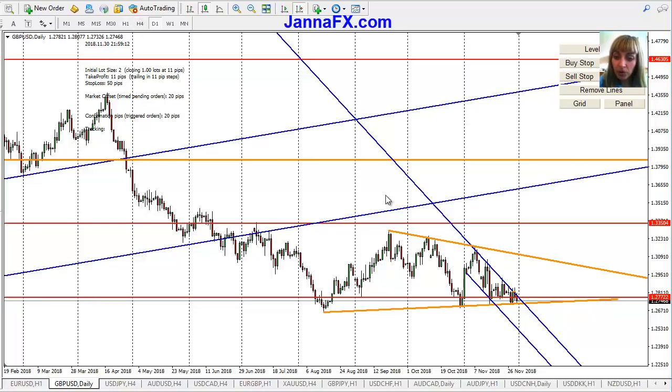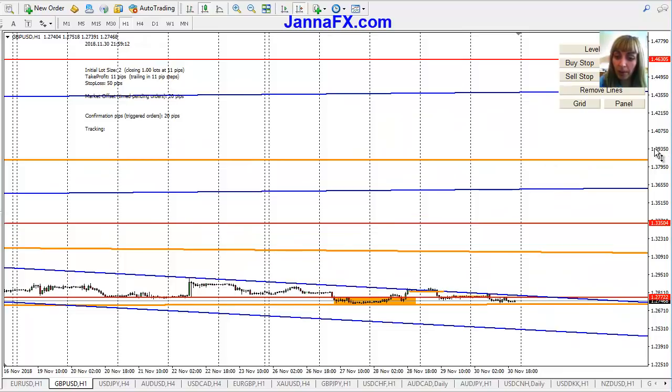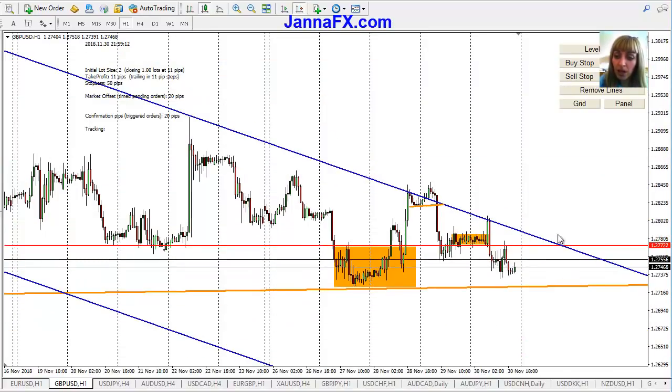Okay, so this is like the main bigger picture. So you can see it's a triangle, and it could possibly already break, or maybe it will just start to go back up. So this is where we are.